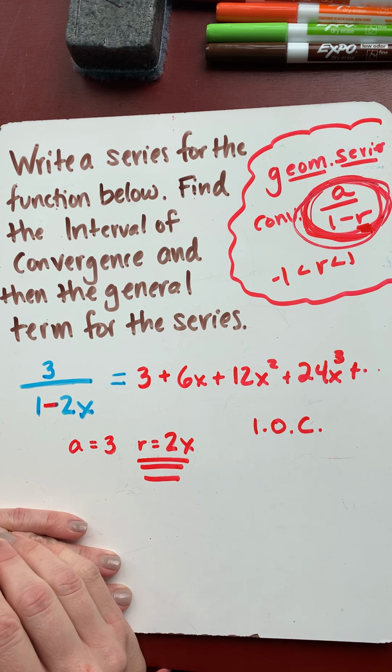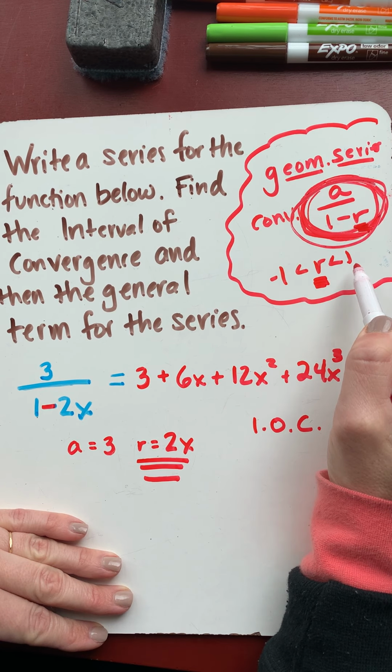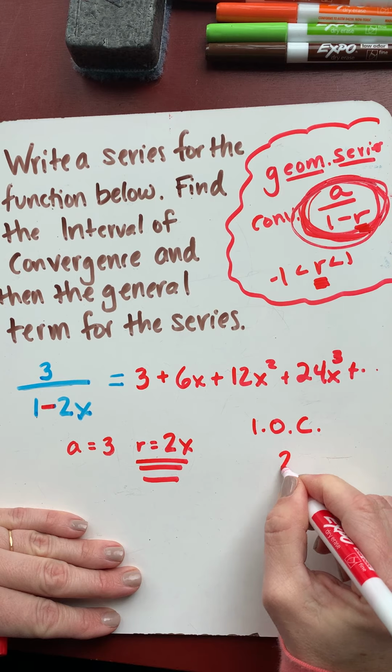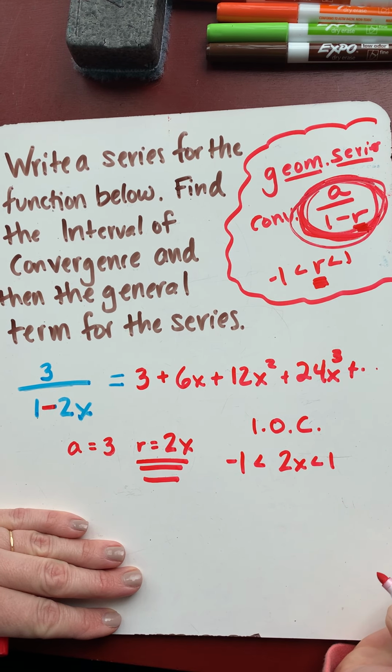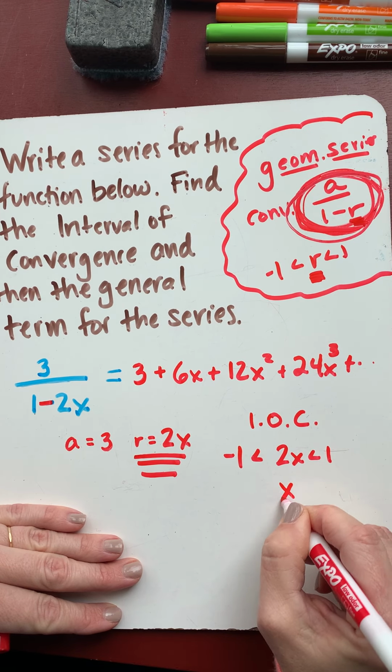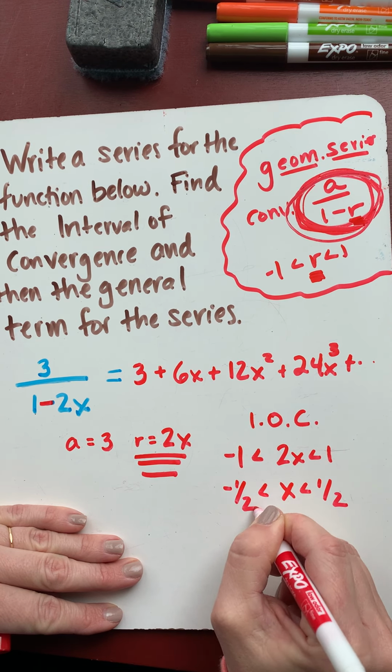Well, how do we find the interval of convergence? Well, we know that R has to be between 1 and -1. So we know that 2x has to be between 1 and -1. Solve that for x. X has to be between 1/2 and -1/2.